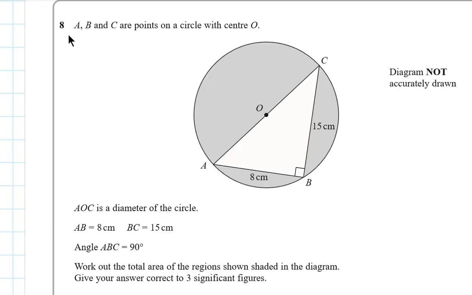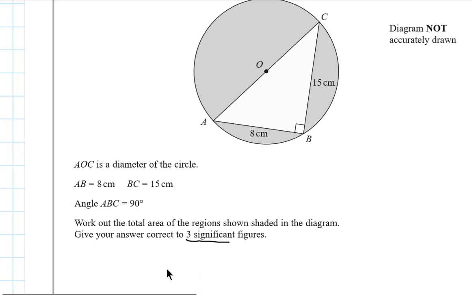Question 8. A, B, and C are points on a circle with center O, and we have the following information written in the figure here. The required is to get the area of the shaded region and correct the answer to 3 significant figures. It's very easy because we have a right angle triangle here, so we can get the diameter by applying Pythagoras theorem, right?